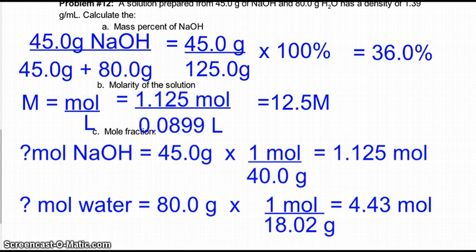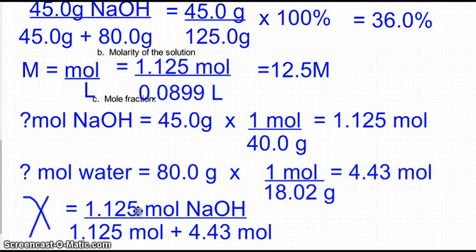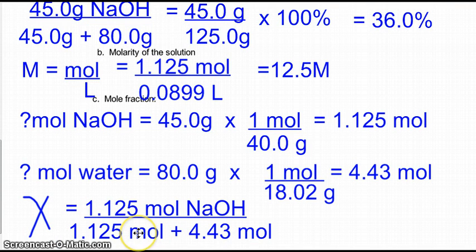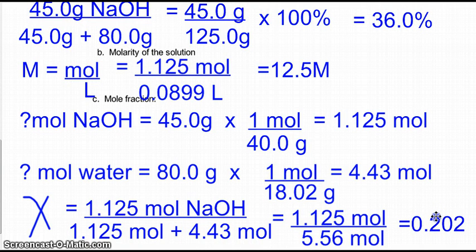And to now solve for chi, I'm going to screw up a little bit here. So now chi, again, is the mole fraction. So it's equal to the moles of sodium hydroxide over the total moles of solution. Sorry about that. So you have the moles of the sodium hydroxide and the moles of your water that we just solved for. So that is equal to 1.125 over 5.56. I went to 3 sig figs in this step.